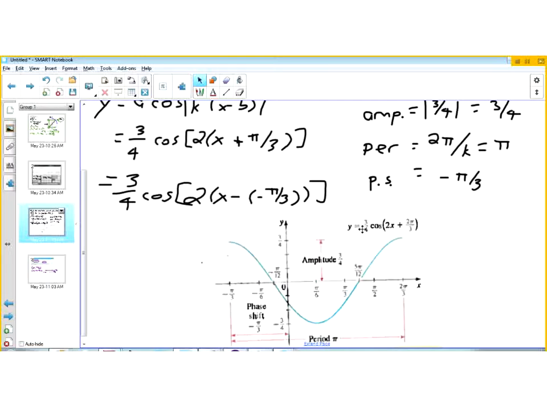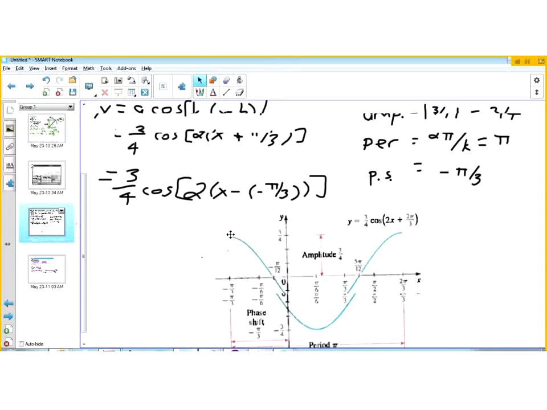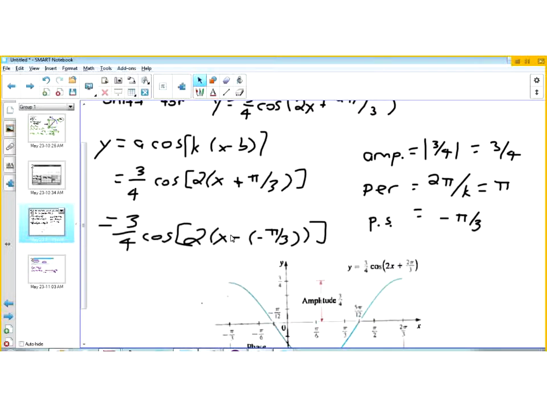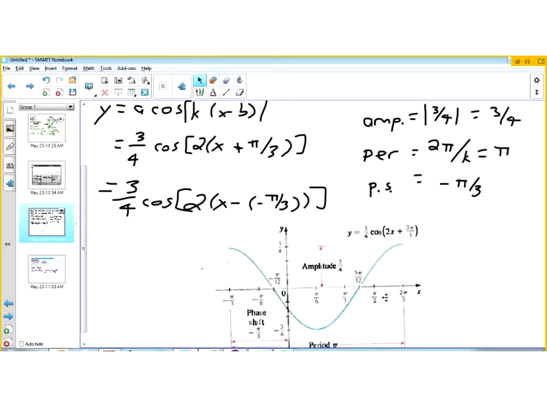The blue curve is a sketch over one period of 3/4 cosine of 2x plus 2 pi over 3. So the period is length pi. So you can check that: the distance from negative pi thirds to 2 pi over 3 is pi. I guess we can ask, what is the start of the period? How do we know that the period starts at negative pi over 3?